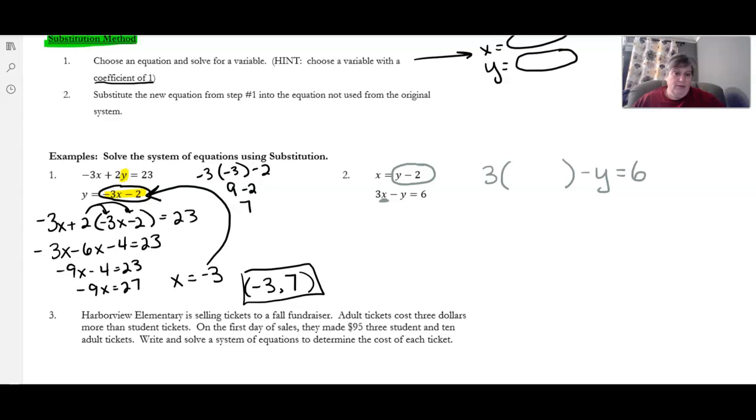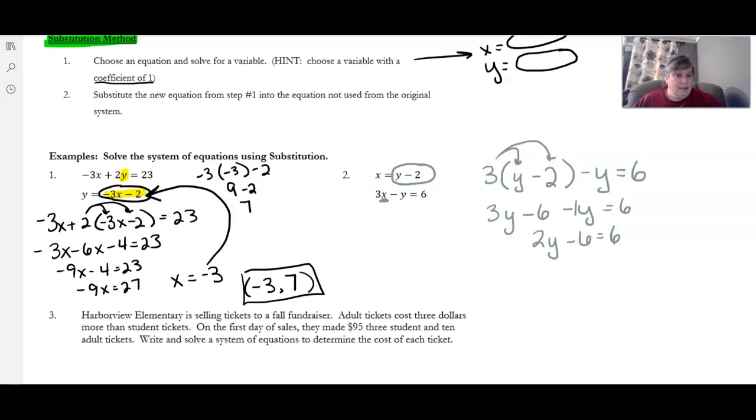So you notice I'm writing the rest of the equation, but instead of x, I'm leaving some space. And the thing that's going in there is what I circled. So now you're going to distribute. Bring the y down. This is 3y minus 1y, which is 2y.